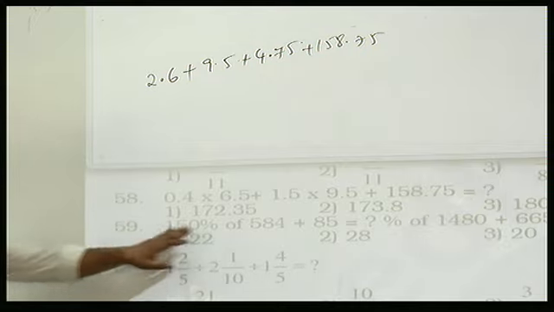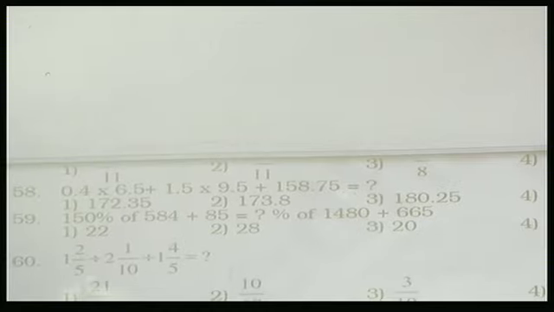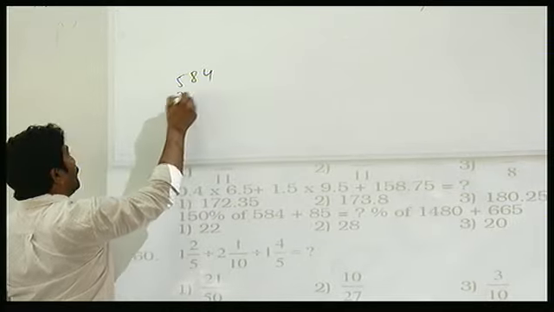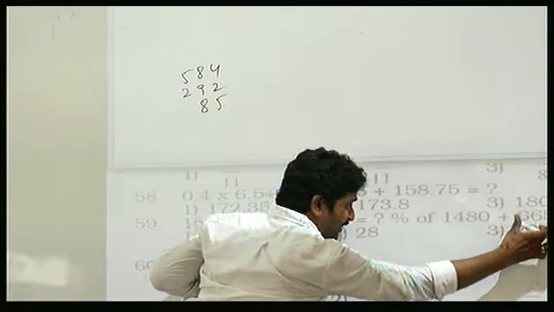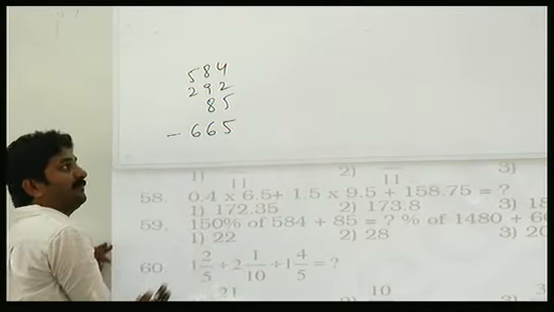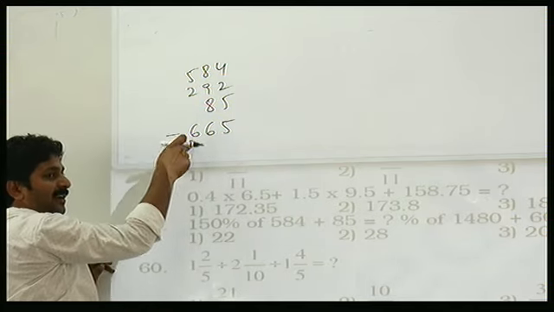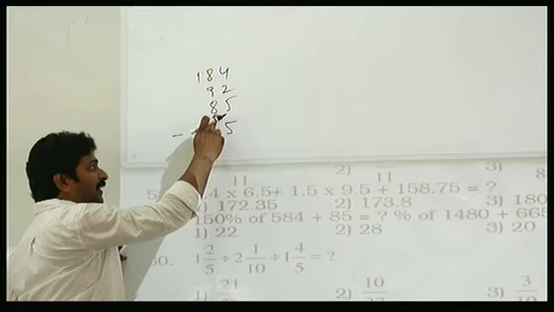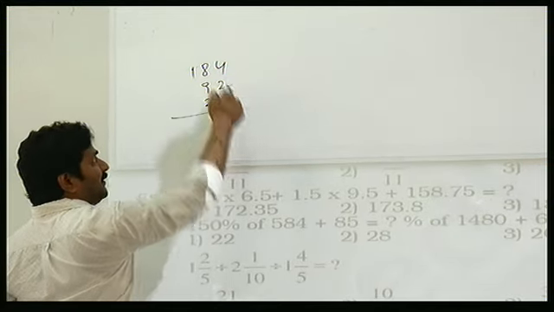Next 59, 150% of this number. 150%. 100% of this number is 584. 50% is half of this, which is 292 plus 85. Take this value 665 to the right hand side, that becomes minus 665. Okay. How much is this? 700 minus 600, 100. You have 1 here. 85 minus 65, 20. So you need to add everything.